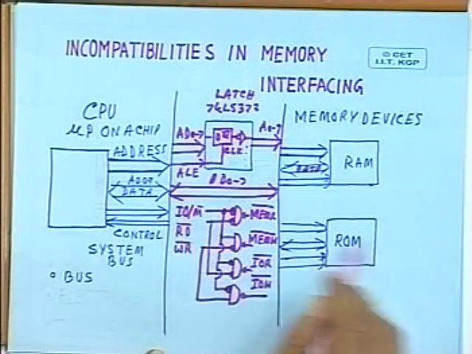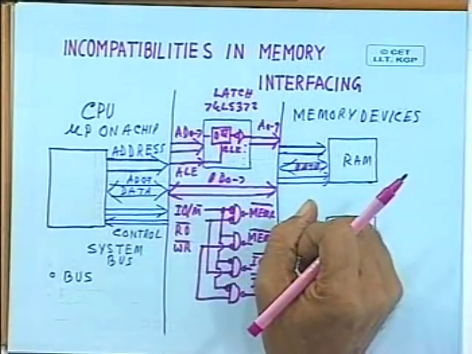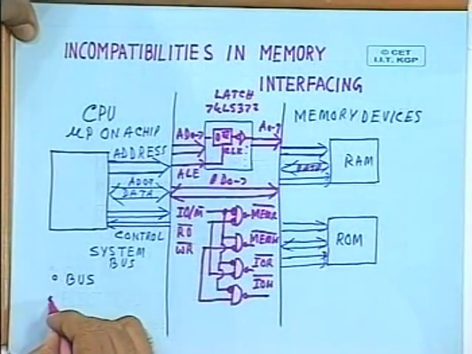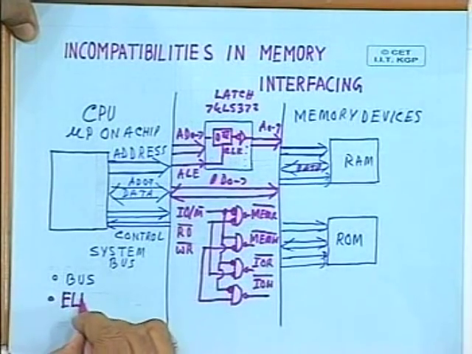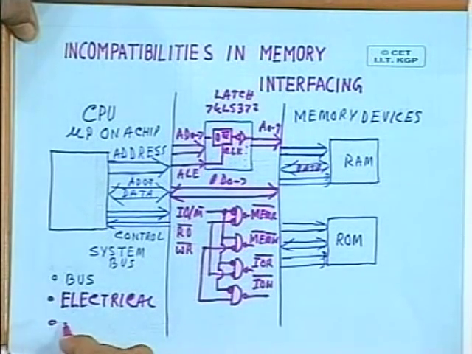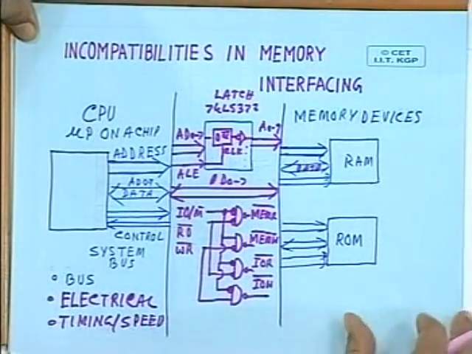So in this way, by using additional gates, you can generate these signals. In addition to this latch, you will require some extra hardware to resolve this bus incompatibility. So we have seen how by using additional extra hardware, you can overcome the bus incompatibility. Apart from this, you have got two more incompatibilities, that is electrical incompatibility and timing or speed incompatibility. We shall discuss these two one after the other.